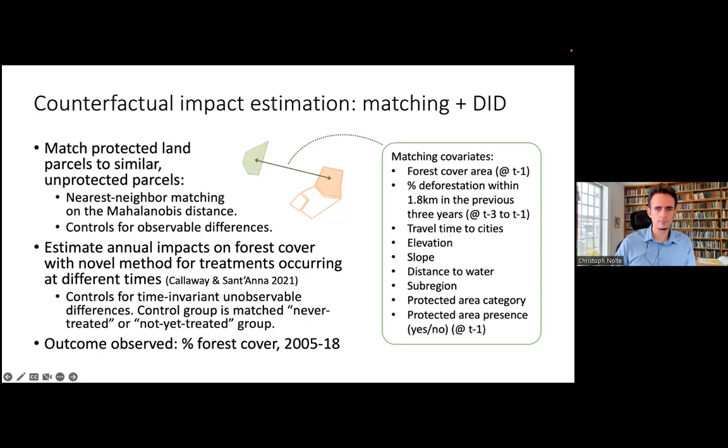A counterfactual group that shows what would have happened in the absence of the treatment. And then we run difference in differences, which is meant to give us our parameter of interest, which is the average treatment effect on the treated. So what is the effect of treatment on the parcels that are treated?